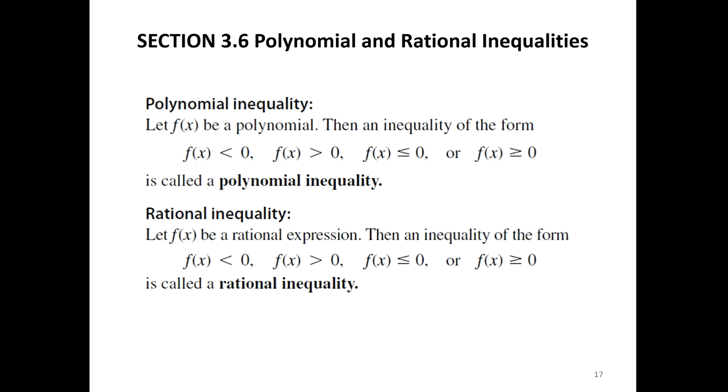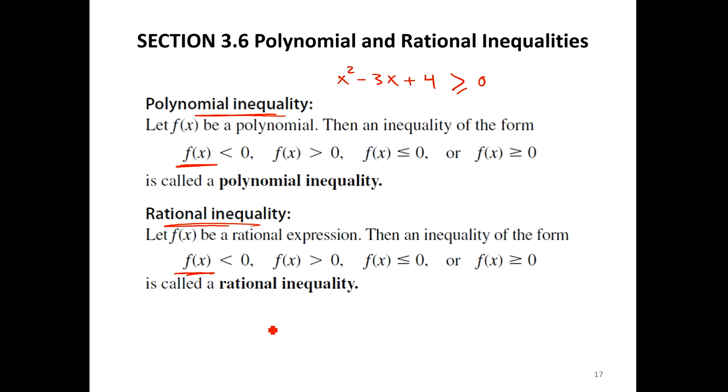Polynomial and rational inequality. Inequality means we have less than, equal, greater than or equal. If f of x is a polynomial, we have a polynomial inequality. If f of x is rational, we have a rational inequality. For example, x squared minus 3x plus 4 greater than or equal to 0 is called a polynomial inequality.